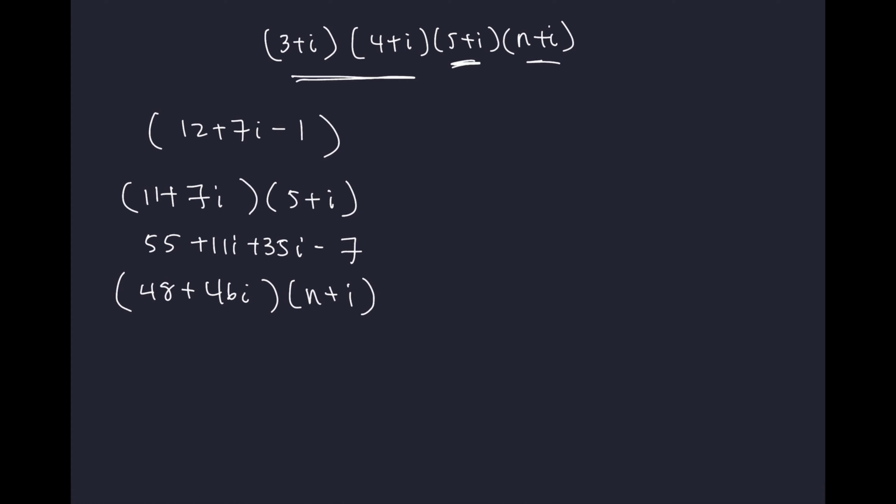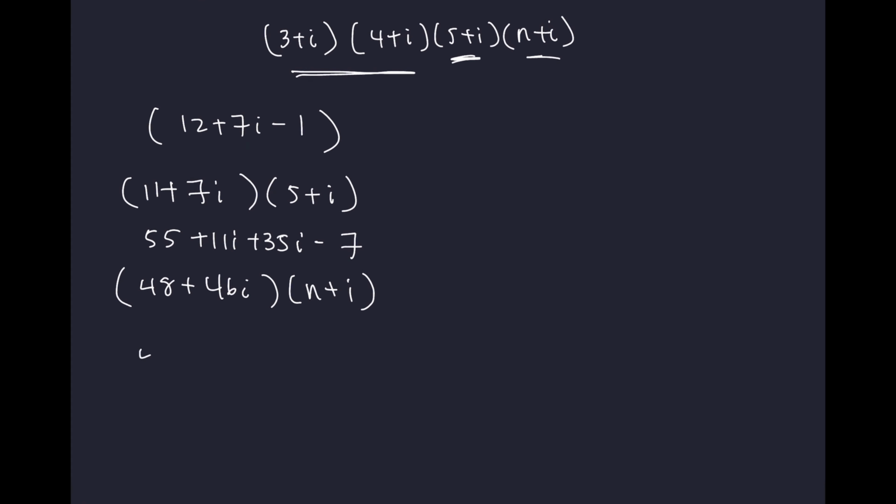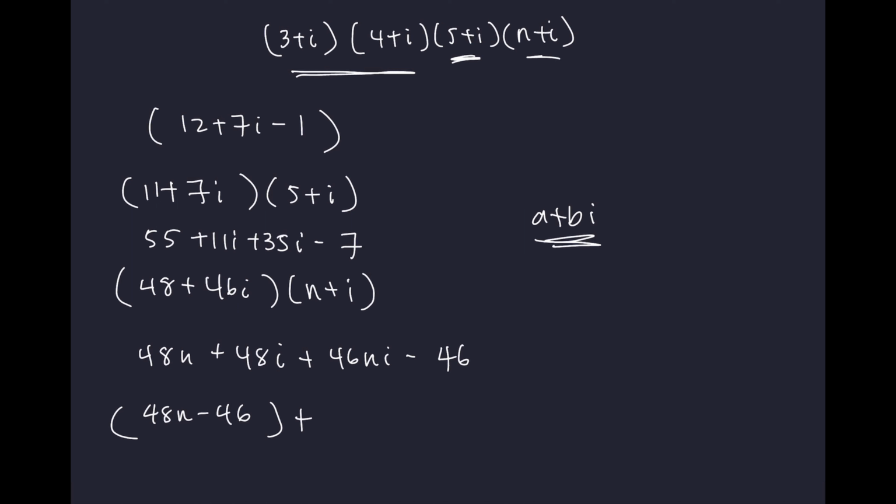Let's just keep on going, do more algebra to get 48n plus 48i plus 46ni minus 46. So now let's write it more in the form that we are familiar with, like a plus bi, so this is easier to visualize. If we put the real parts together, that should give us 48n minus 46. And then we have the b, which is 48 plus 46n, times i.